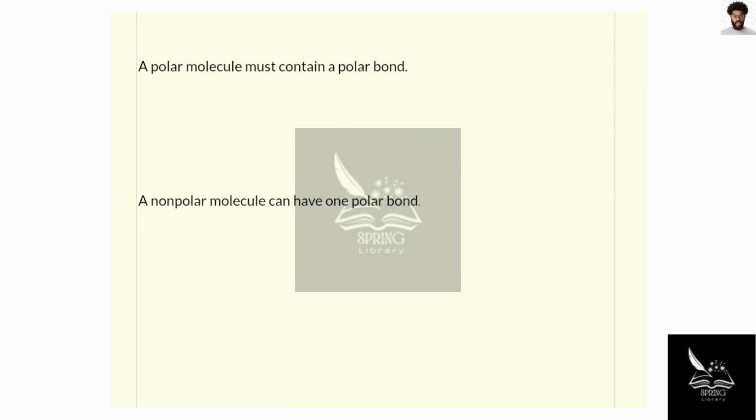Now moving on to the third part, they have asked whether a polar molecule must contain a polar bond. Suppose we have a simple AX compound, with A and X and nothing else. A is electropositive and X is electronegative, so the polarity will move toward this side. At least one polar bond is necessary to make a molecule a polar molecule.